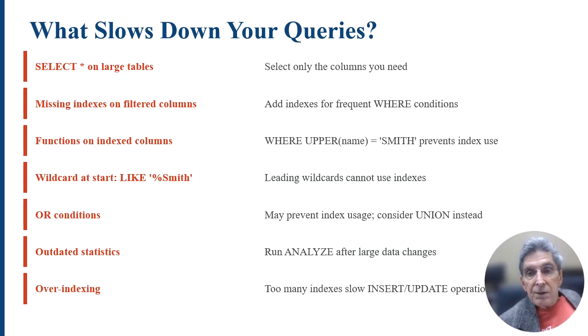Outdated statistics lead the query planner to make poor decisions. If the planner thinks a table has 100 rows when it actually has 100,000, it might choose a sequential scan when an index scan would be far better. Running analyze fixes this.